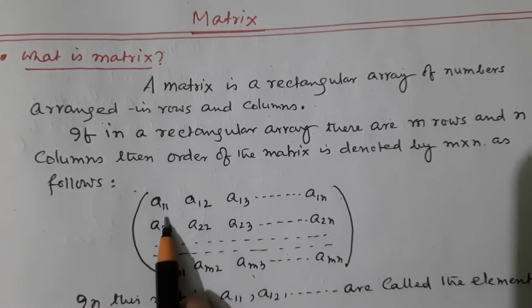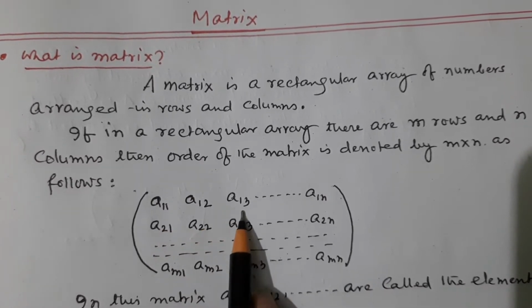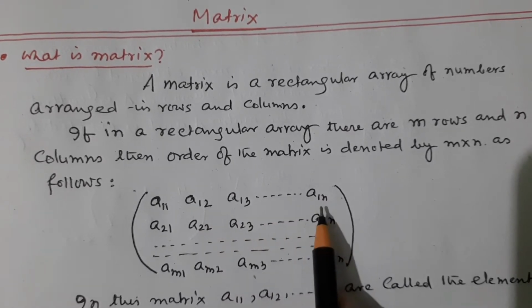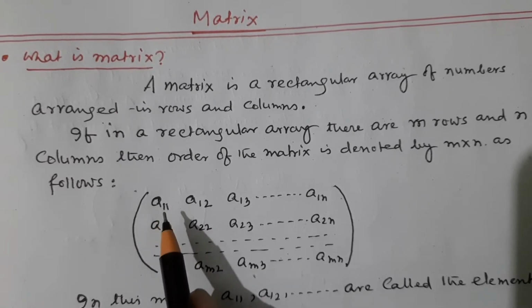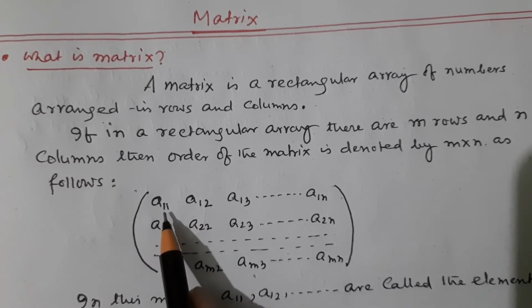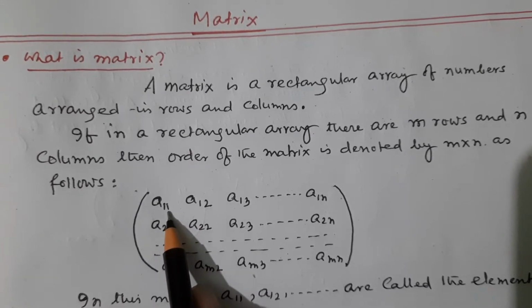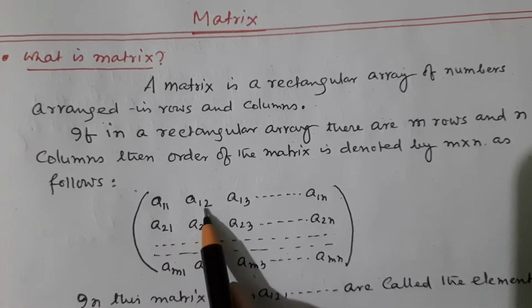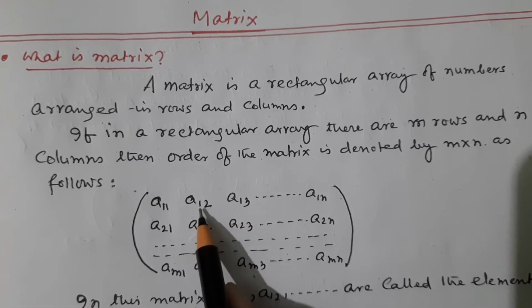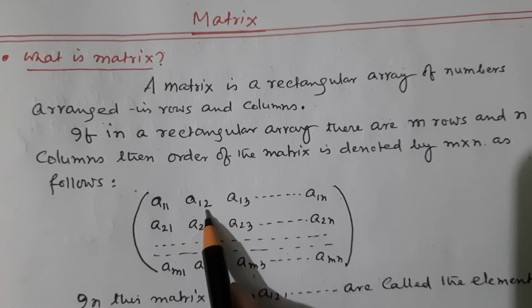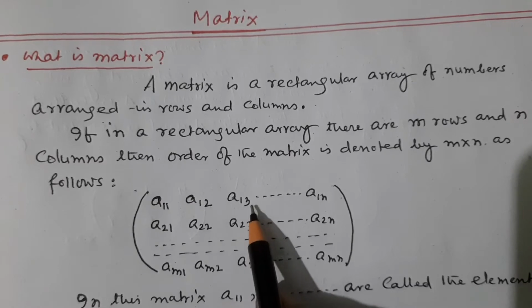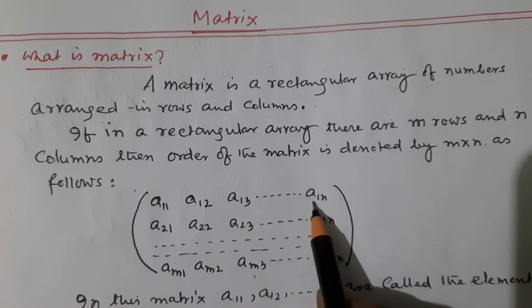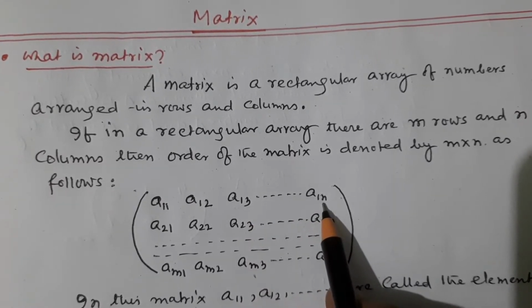How? A11, A12, A13. A11 is an element of the matrix. It represents the position first row, first column. A12 is the element in the first row, second column. This is the element in the first row, third column. In this way, we can say this is the element in the first row, nth column.